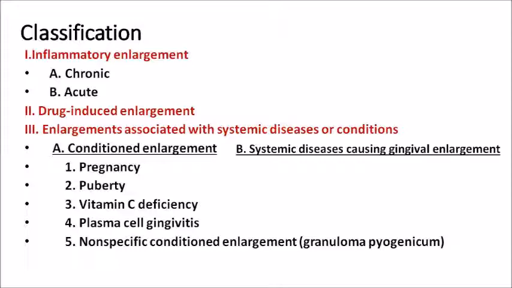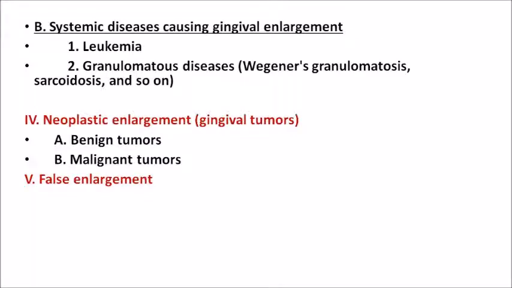Third is enlargement associated with systemic diseases or conditions, which is again subdivided into conditioned enlargements and systemic diseases causing gingival enlargement. Conditioned enlargement means it is primarily due to plaque, but it is modified by the following conditions, and these conditions can be pregnancy, puberty, vitamin C deficiency, plasma cell gingivitis, and non-specific conditioned enlargement like granuloma pyogenicum or pyogenic granuloma. The second class is systemic disease causing enlargement, that is, it is due to systemic disease alone, it is independent of plaque. The conditions coming under this group are leukemia and granulomatous diseases like Wegener's granulomatosis and sarcoidosis.